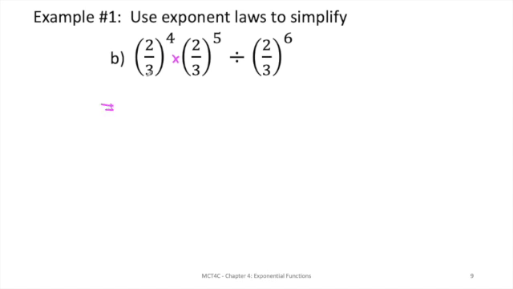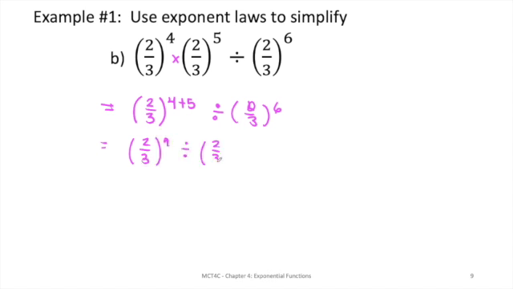Okay, so your easiest way to do this is, rather than putting this exponent into both the numerator and denominator, let's start by using our product law and adding those exponents. So keep your base of 2 over 3, and you're going to add 4 plus 5. Okay, keep the 2 over 3 to the 6 there. So you're going to get 2 over 3 to the 9 divided by 2 over 3 to the 6. Okay, use your quotient rule now, subtract those exponents.